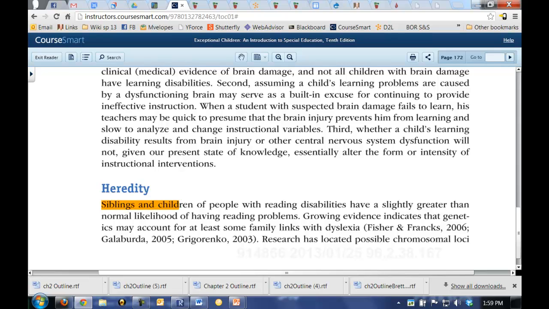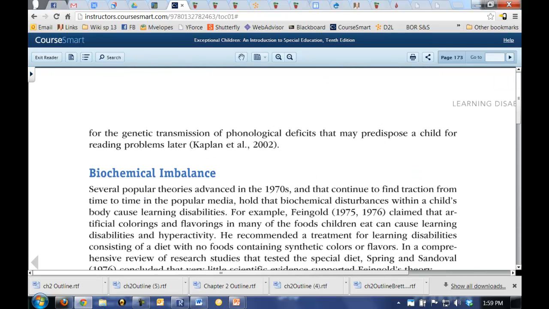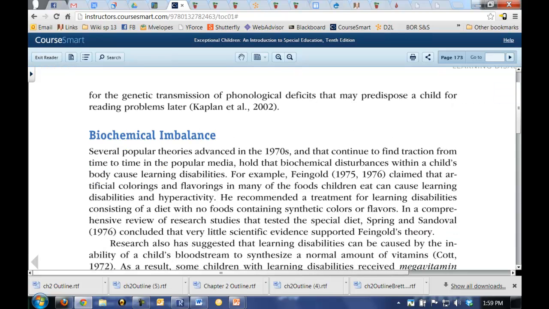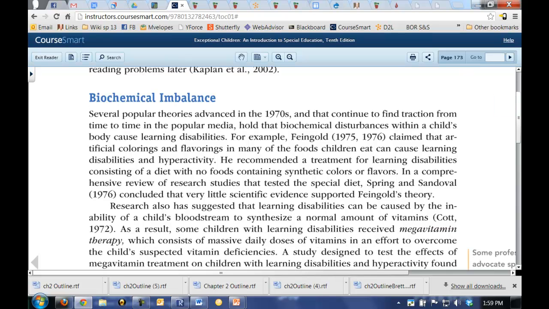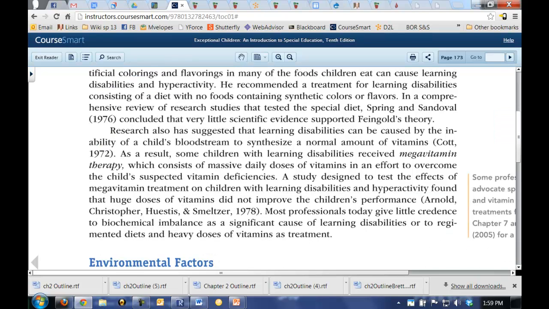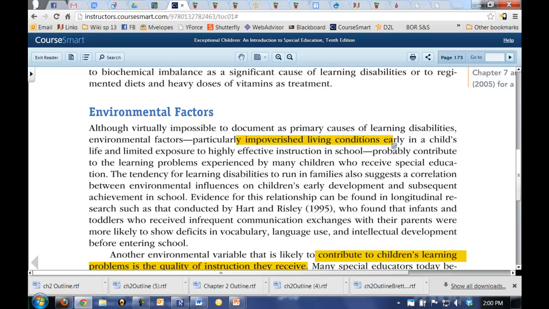Again, is it the chicken or the egg? When we get to environment, it indicates that genetics may account for at least some of it. Also possible chromosomal things. And maybe it's the lack of reading and nurturing vocabulary in the home. Not supposed to talk about that. And a biochemical imbalance, again, it's not really conclusive about that.